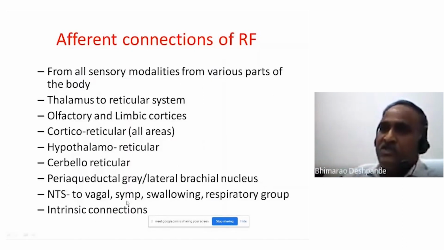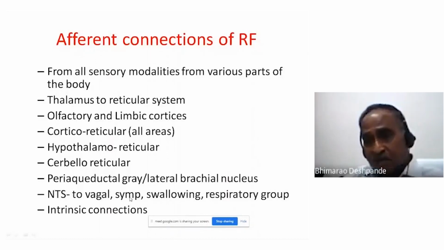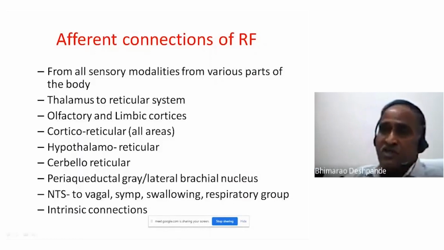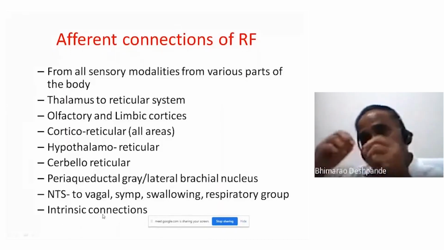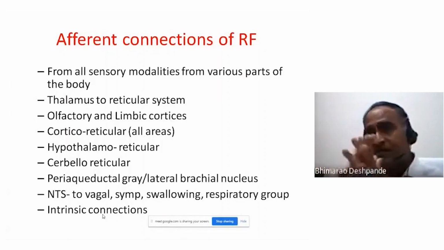Now, NTS, the nucleus tractus solitarius. That is one of those things which the vagus gives, and these inputs are coming from the vagus. Then we have got information from sympathetic. We have got information from the swallowing group of muscles and the respiratory group of muscles. So these NTS projections also give afferent information. So there are several interconnections because these are all interconnected and they give the inputs.